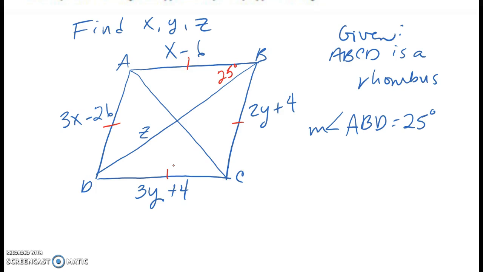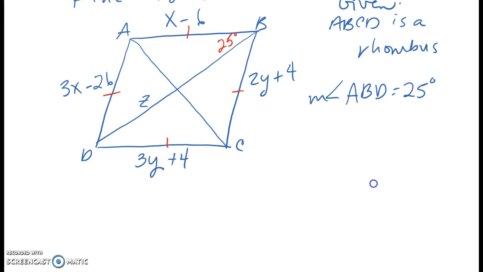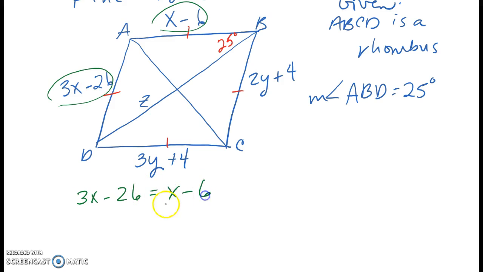So if I want to find x or y, I would go ahead and just set some sides equal to one another. That would probably be my first step. Now, I could set the opposite sides equal to each other, but that might not be smart because one of them's got an x and one of them's got a y. So instead, I think I'm going to set this one equivalent to this one because they both have the same variable. And then I'm going to solve.